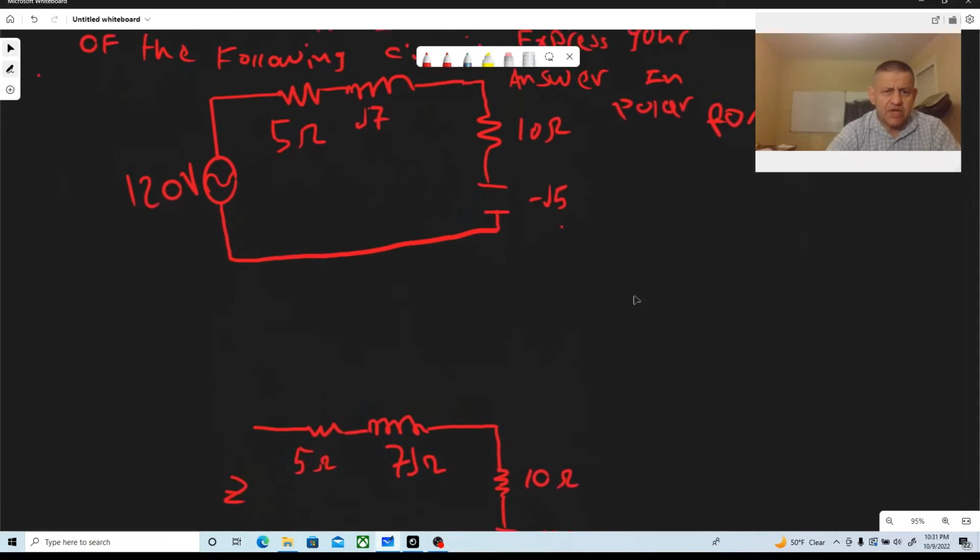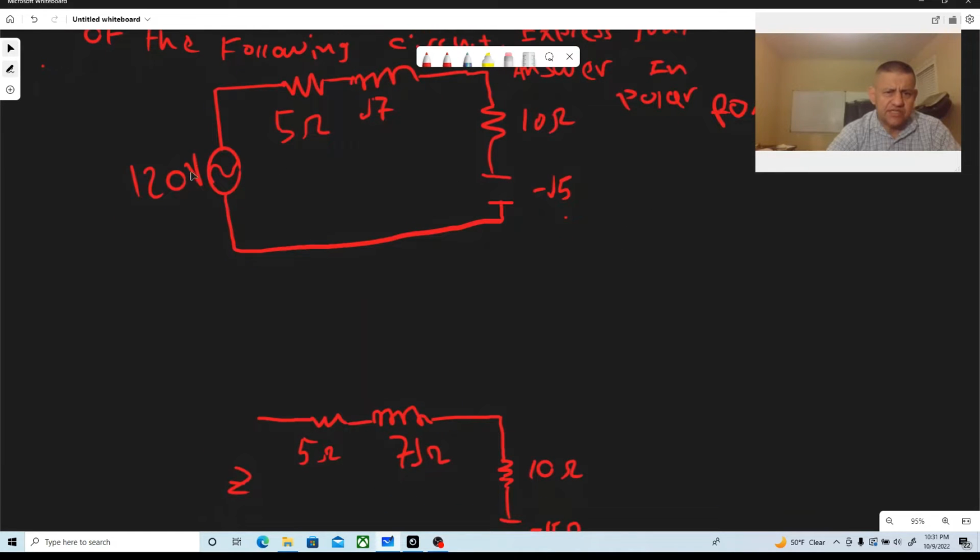So basically we have a voltage source in the circuit, and we have 5 ohms, a 7J, another 10 ohms, and a minus J5. This is a capacitor, and this is an inductor, right?